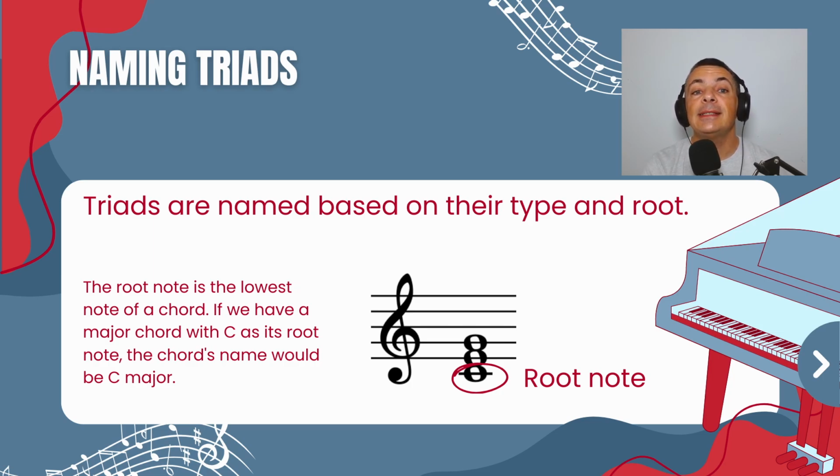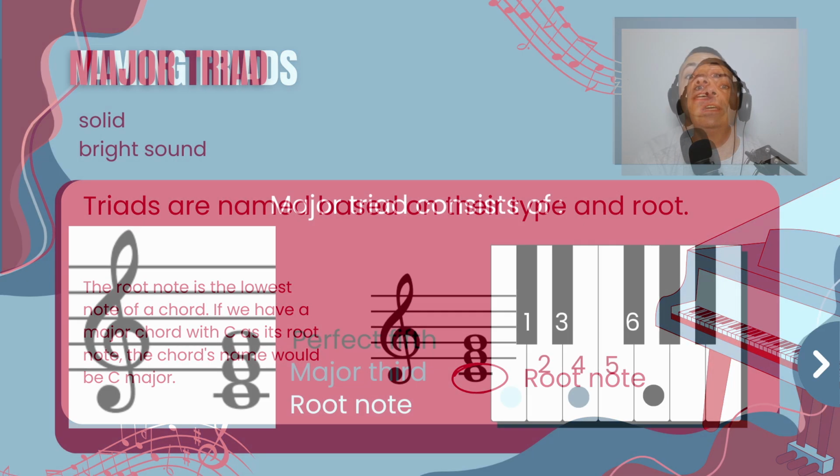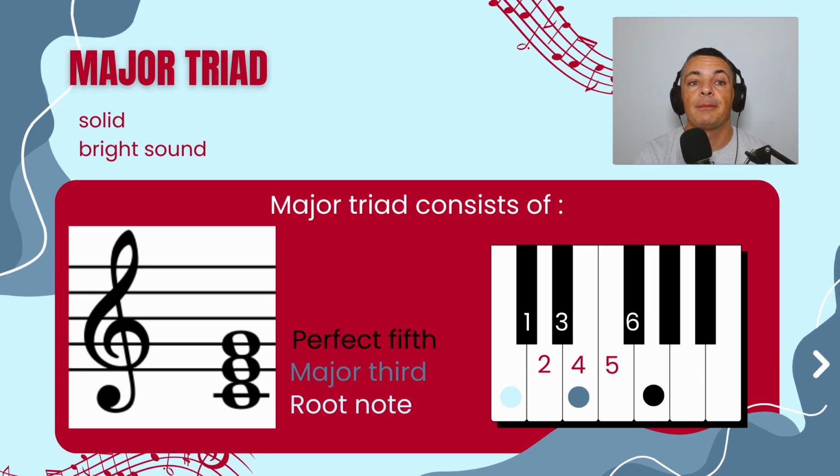minor. Let's talk about the four types of triads we mentioned earlier, starting with the major triad. Major triad has its unique and recognizable sound. It has a solid, bright sound, and its name in original form means solid. A major triad consists of the root note, major third, and perfect fifth.